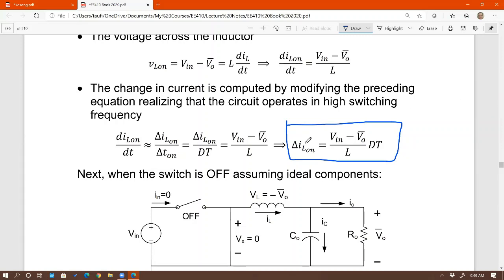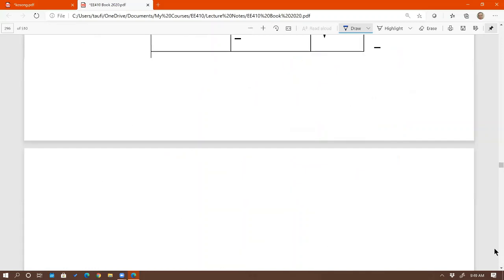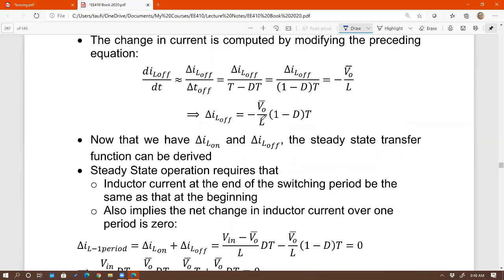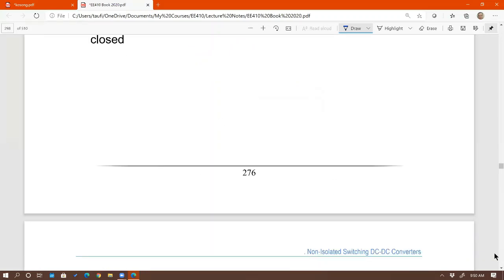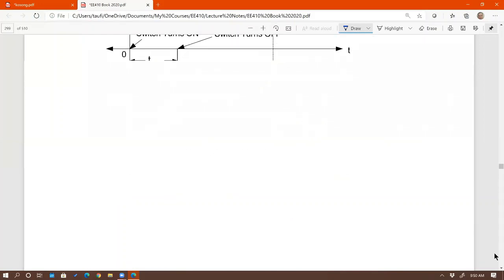You can derive delta IL either from T on, which I can tell from dT, remember dT is equal to T on. You could also have the equation for delta IL from T off, and the magnitude should be the same for steady state. We discussed that last time as well. How do I know this is from T off? I can tell from 1 minus d times T. And again, the inductor current waveform is a triangular waveform.